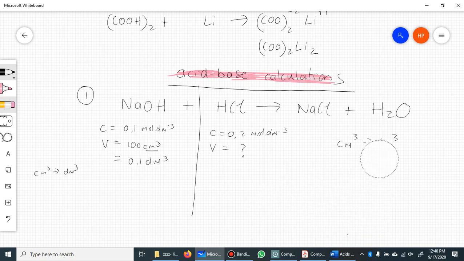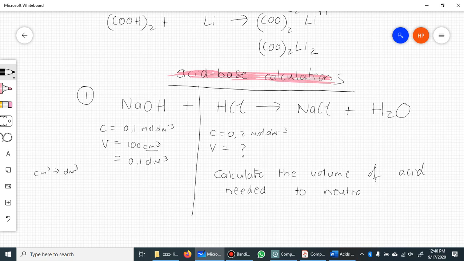Okay, so I've given you the concentration and the volume of the base, and I've given you the concentration of the acid, and what I'm going to ask you is to calculate the volume of acid needed to neutralize the base.